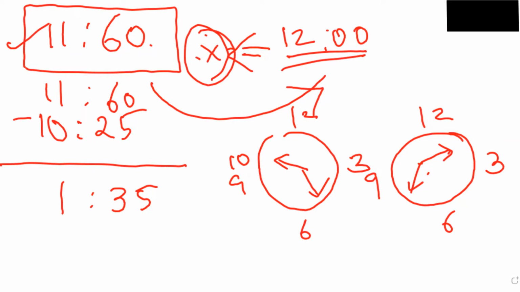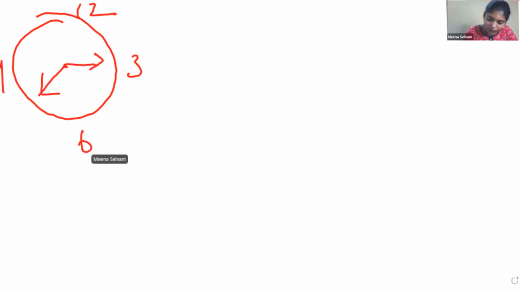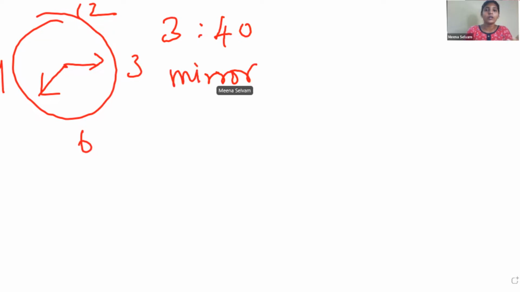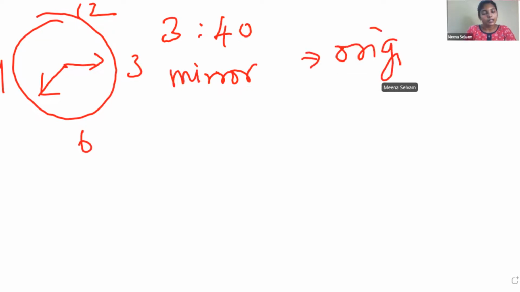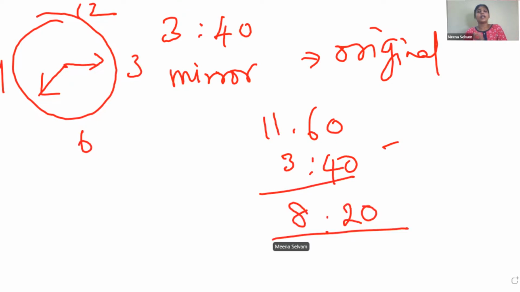The same case applies when the mirror image time is given and they are asking you the correct time. If in a mirror the time shown is, let's take 3:40, what will be its original time? Then again the same thing, subtract it from 11:60. So you'll get 8:20. So 8:20 is the correct time.